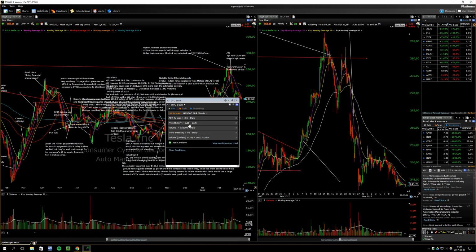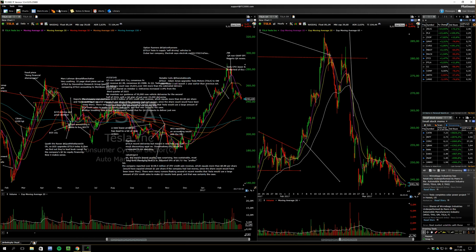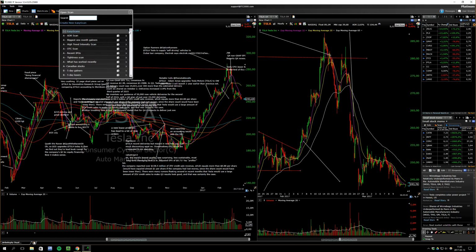So a little bit lower price criteria, a little bit higher ADR criteria, a little bit lower volume criteria, just because these are more volatile stocks, and most of the time they are thinner names. They're not very liquid most of the time.